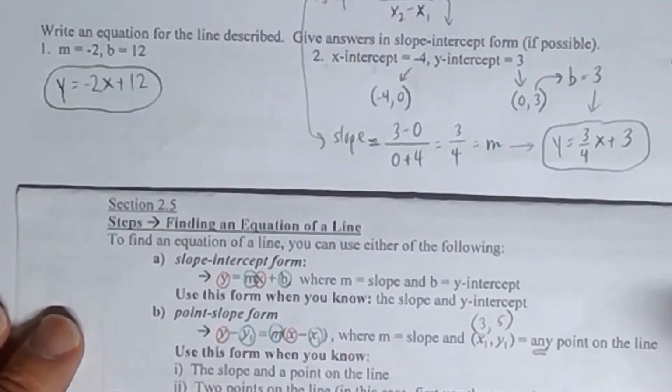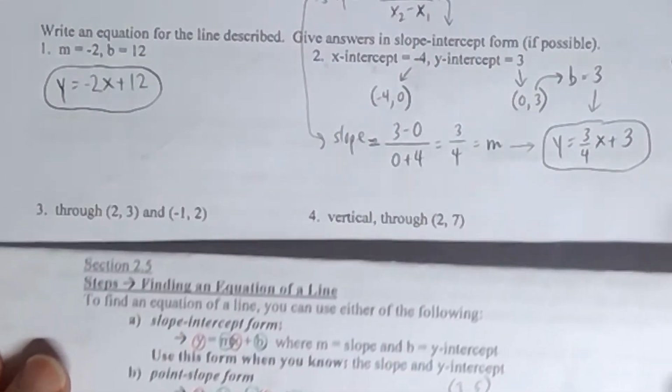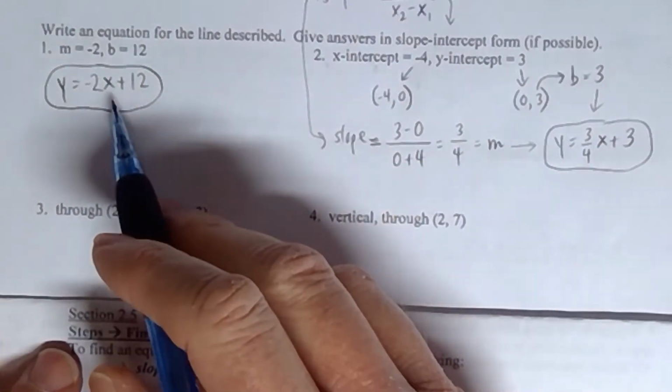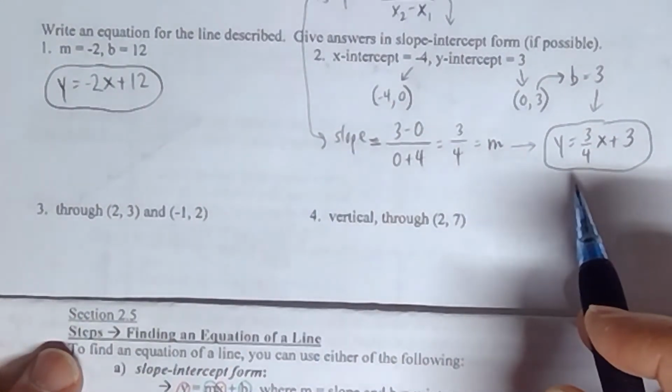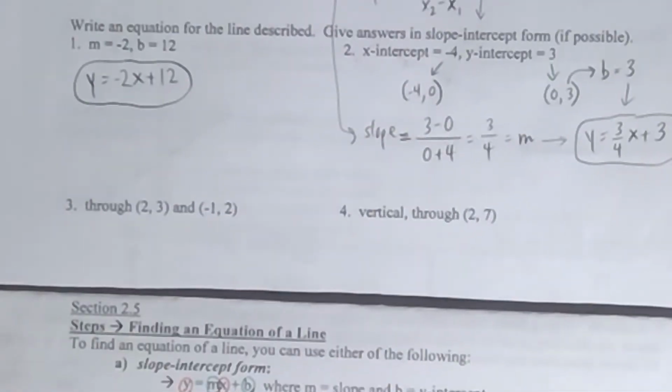And that's problem number 2, excuse me. Okay. Now, so that's what you do if you know what the slope and the y-intercept are. Okay, if you know the m and the b, then that's what you do.